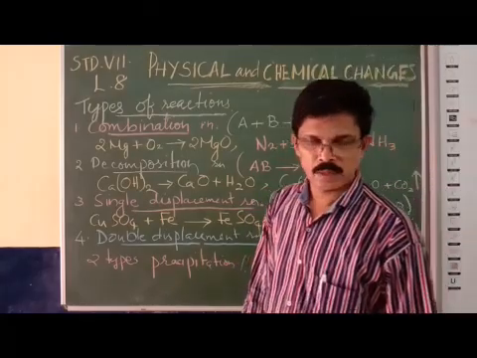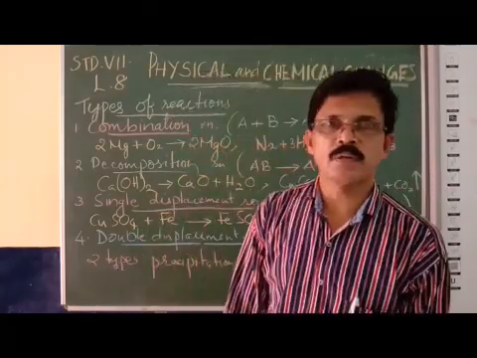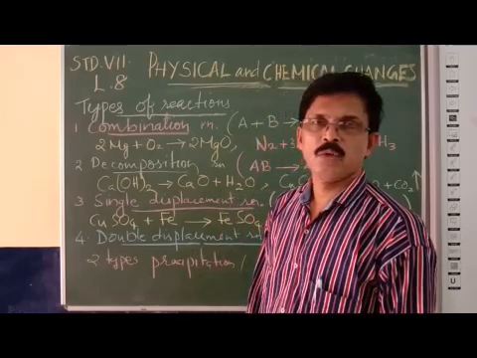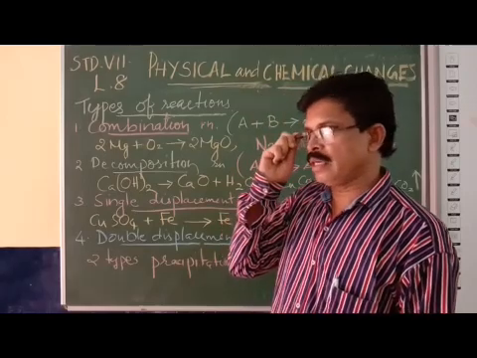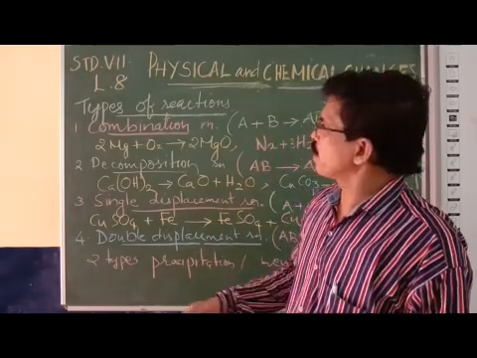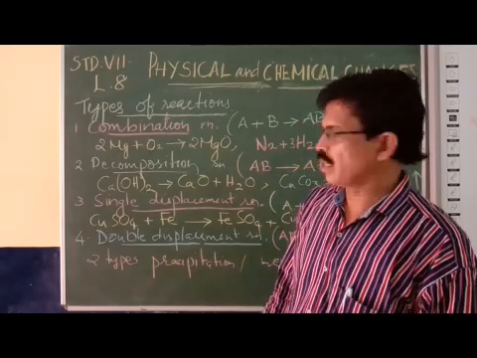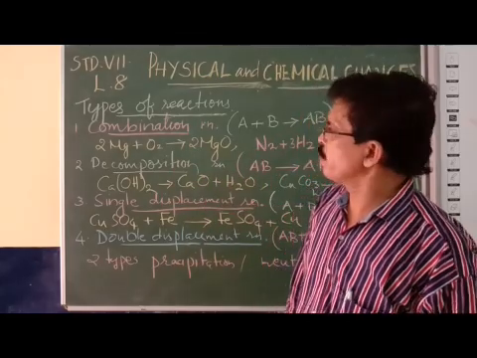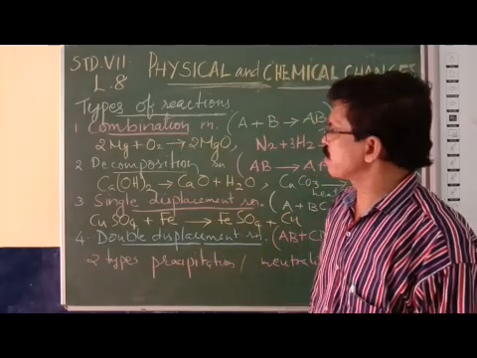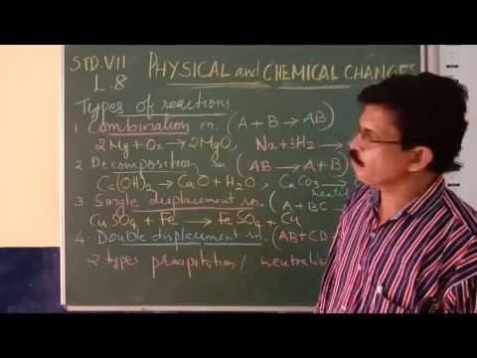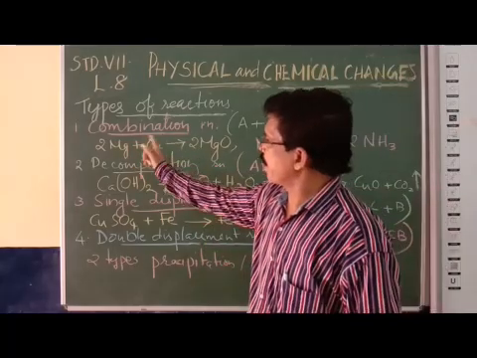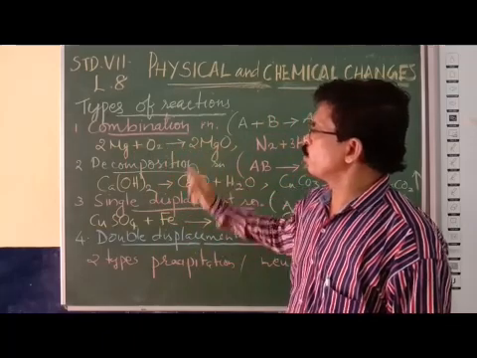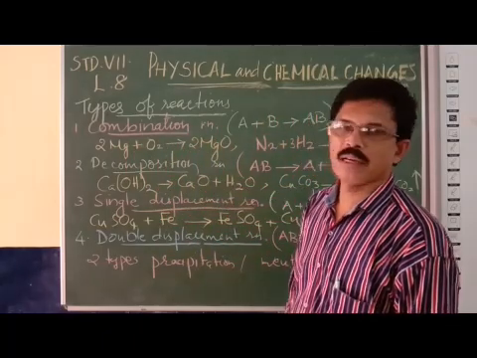Welcome back, children. In the previous session, we studied the different characteristics of a chemical reaction. Almost 5 characteristics we have studied, and in this part, we are studying the types of chemical reactions. The first reaction is a combination reaction. Actually, what is a combination reaction? A reaction in which two elements chemically combine and form a new product is called a combination reaction.